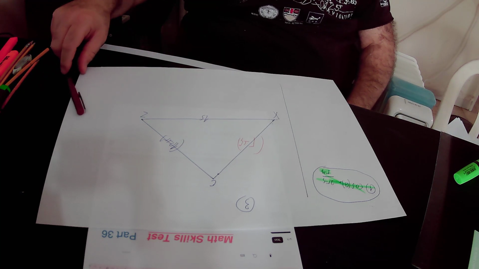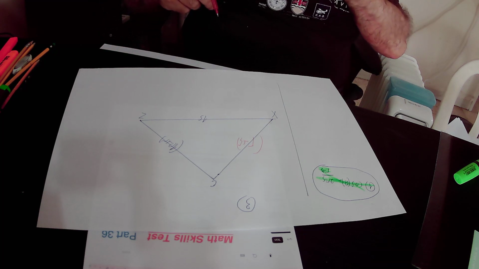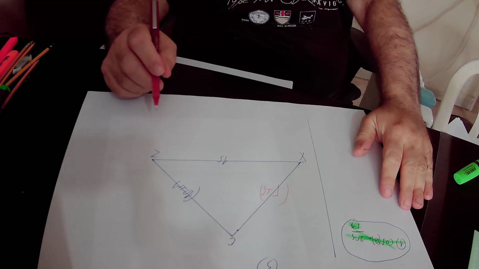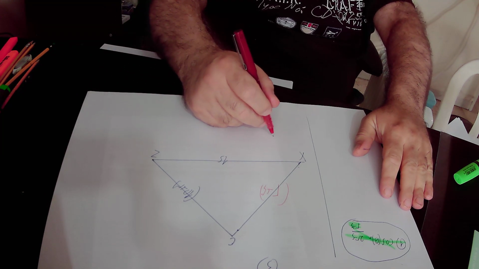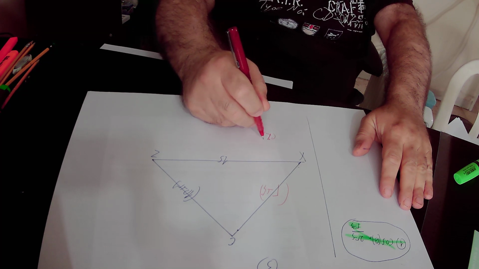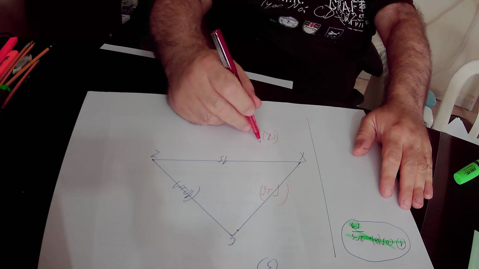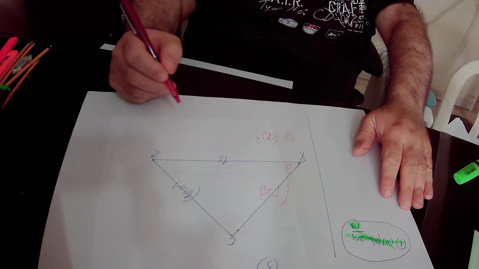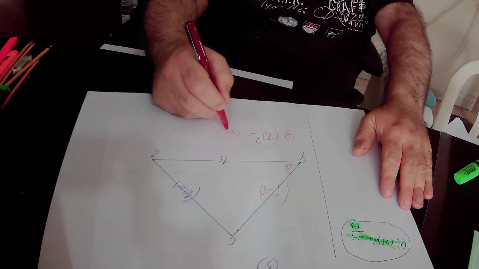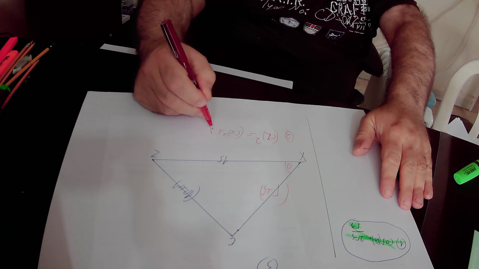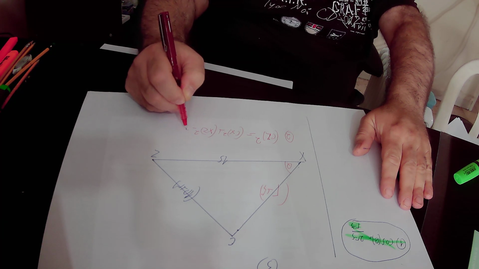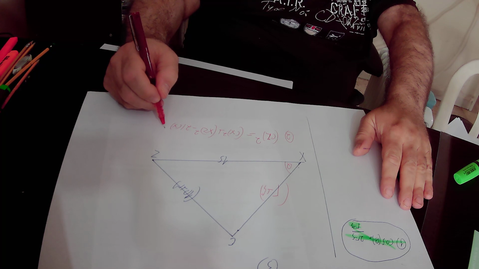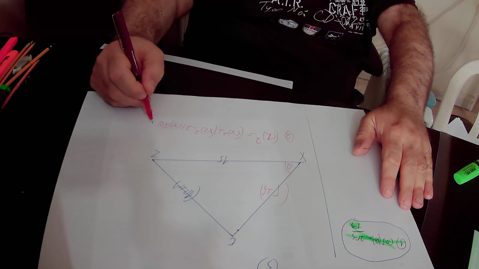So actually, according to the law of cosines, we will get that cz square, here it is actually angle theta, so cz square according to equation number 2 equals cx square plus xz square minus 2 times cx times xz times cosine theta, of course.